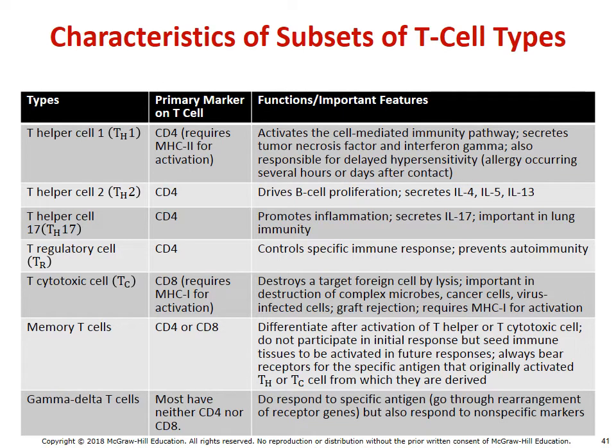So you can see here a comparison between the different types of T helpers and the different types of CDs we have. T helpers will often have CD4 receptors used for recognition of MHC class 2s. Cytotoxic T cells, though, are specifically CD8s used for recognition of MHC class 1s. Notice again, memory cells can be both CD4 or CD8. Memory cells that are activated as CD8s can become cytotoxic T cells. And I don't care much about the gamma delta T cells.